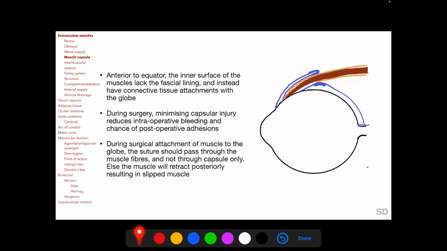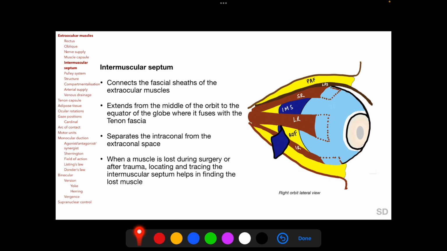The intermuscular septum, as represented by the dark blue area in this diagram, connects the fascial sheaths of the extraocular muscles. It extends from the middle of the orbit to the equator of the globe, where it fuses with the Tenon's fascia, as represented by the light blue area in this diagram. It separates the intraconal from the extraconal space. When a muscle is lost during surgery or after trauma, locating and tracing the intermuscular septum helps in finding the lost muscle by leading us to it.